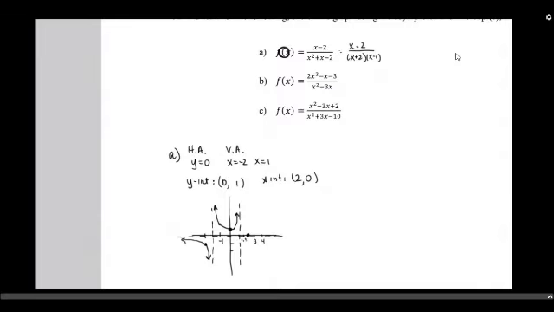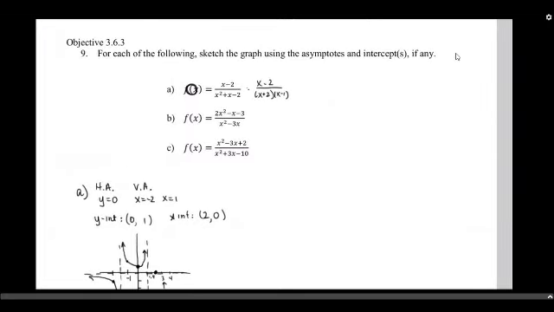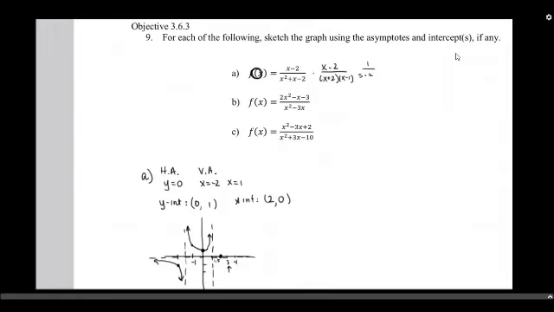I'm also going to test 1.5, just to give me an idea of where things are. So I'm going to start with x equals 3. If I plug in a 3 for all my x's, 3 minus 2 is 1, 3 plus 2 is 5, 3 minus 1 is 2, so that's 1/10. So 1/10 is just barely above.